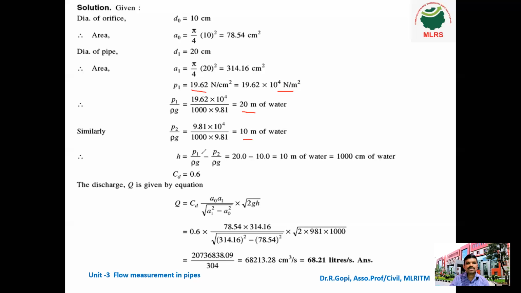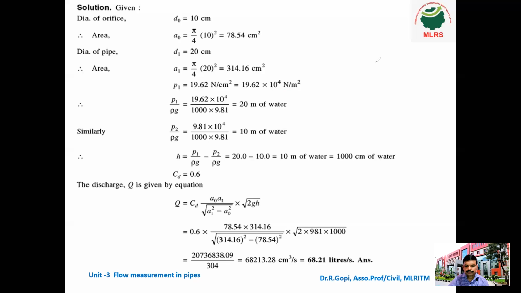So H is equal to, what is the difference in the pressure head? P1 by rho G minus P2 by rho G, which is equal to 20 minus 10, 10 meter of water. So 10 meter into 100 gives 1000 centimeter of water. 1 meter is equal to how many centimeter? 100 centimeter. So you have to multiply by 100. So 10 into 100 is equal to 1000 centimeter of water. So keep it in your mind.